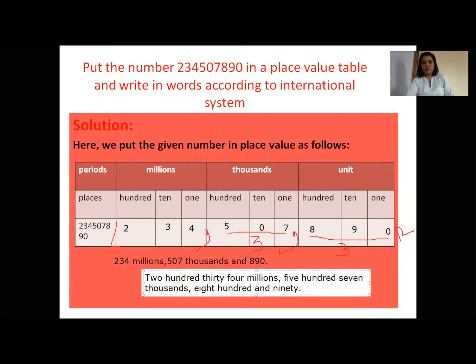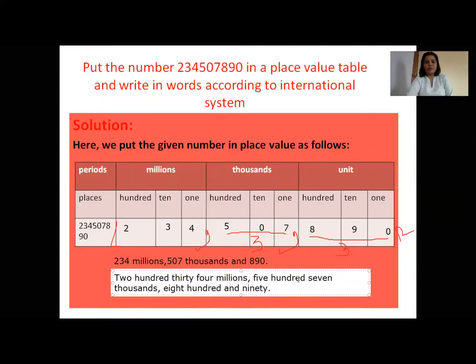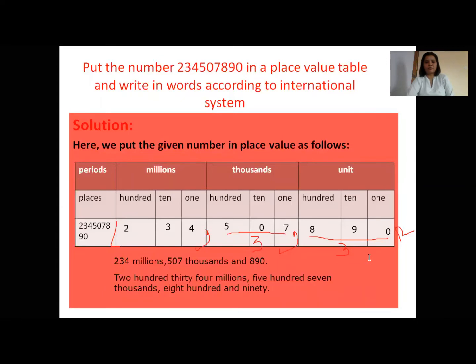So I've written the number in words as 234 millions, 507 thousands, 890. I hope you are clear now. So let us move to some more examples.